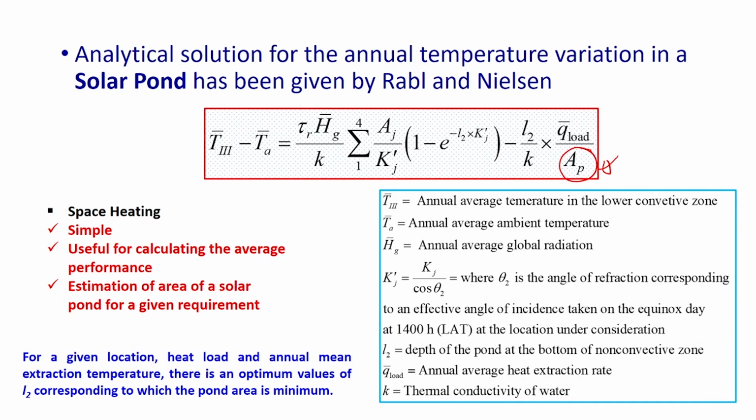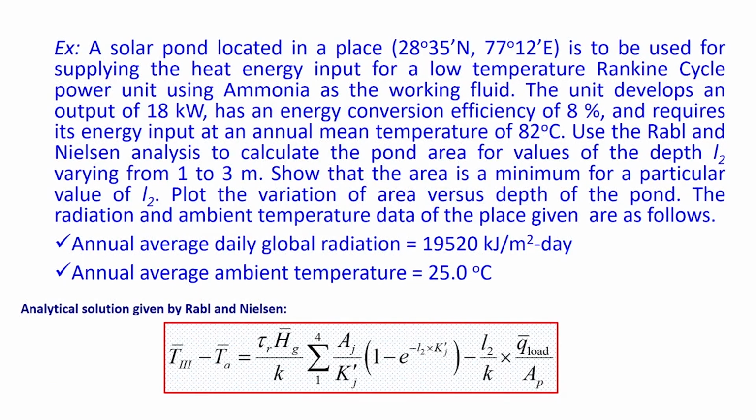So for a given location, heat load and annual mean extraction temperature, there is an optimum value of L2 corresponding to which the pond area is minimum. Okay. So that we need to calculate, because it is one kind of optimization problem. At what length we will get the optimized parameters. If we can fix that, then accordingly we can design the other parameters. So without delay we can start a numerical exercise.